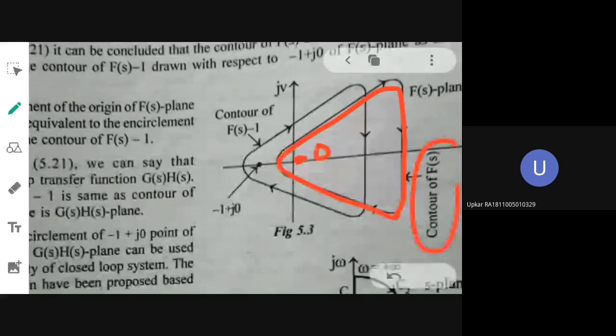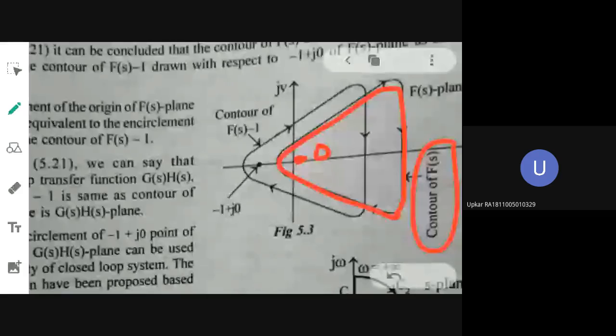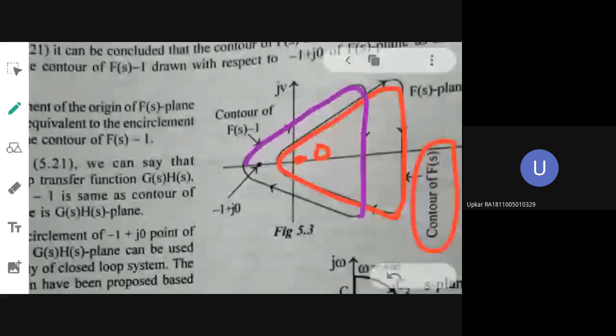But now they have drawn one more contour. This one. That is named as what contour now? The other one. F of s minus 1. F of s minus 1, that is also equivalent to g of s into h of s.